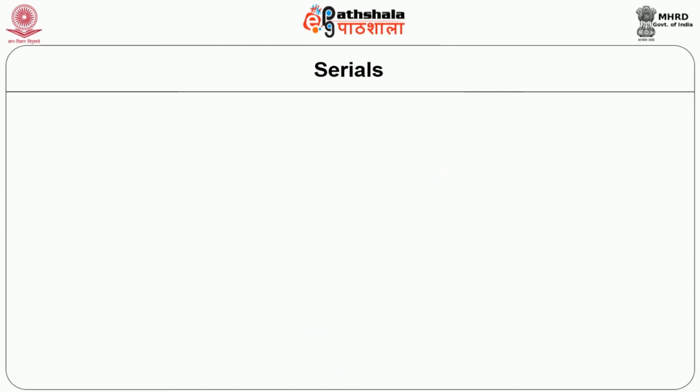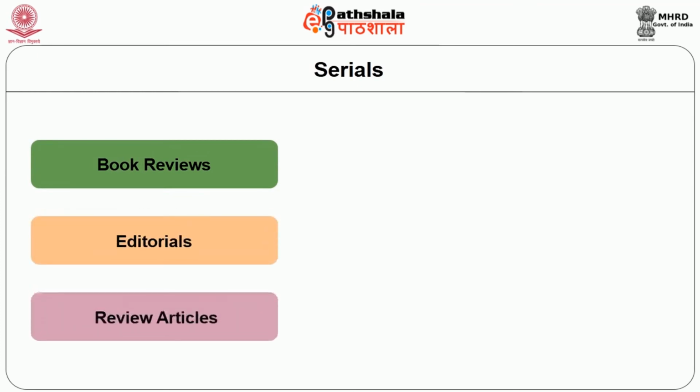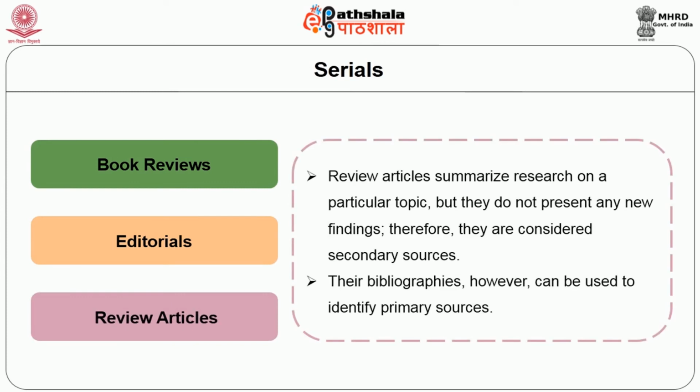Serials may also include book reviews, editorials, and review articles. Review articles summarize research on a particular topic, but they do not present any new findings. Therefore, they are considered secondary sources. Their bibliographies, however, can be used to identify primary sources.